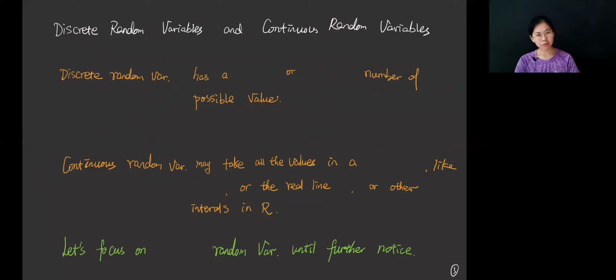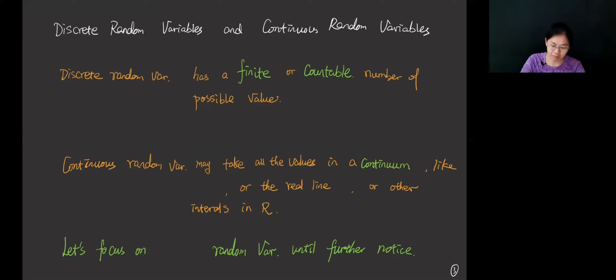Now, we distinguish two kinds of random variables, discrete random variables and continuous random variables. Discrete random variables have a finite or countable number of possible values. Remember what countable means. Countable number of possible values, that means the values can be counted as 1, 2, 3, 4, 5, 6 to infinity. So a random variable is a discrete random variable if it has a finite or countable number of possible values. On the other hand, a continuous random variable does not have a finite or countable number of values. It may take all the values in a continuum.